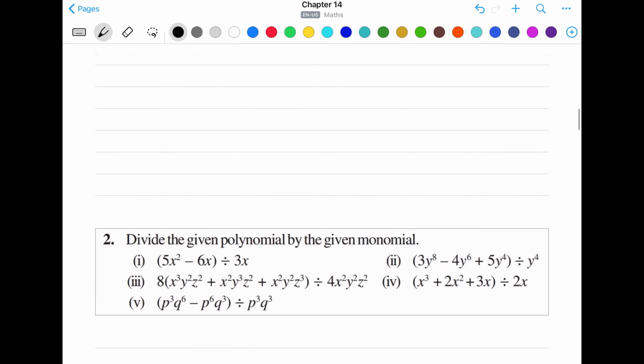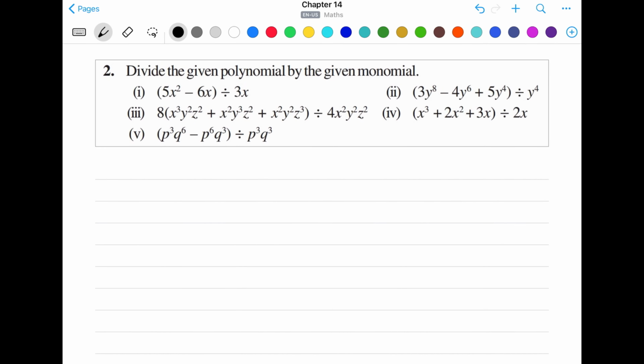Now let's move to the next question, number 2. We have to divide the given polynomial by the monomial. Now we have to divide a polynomial by a monomial. Let's start with answer number 1.